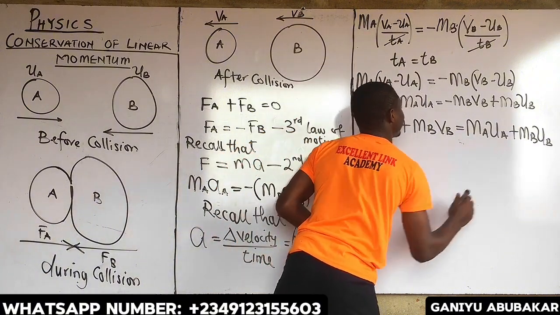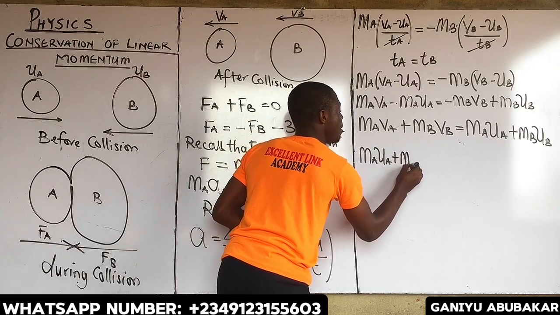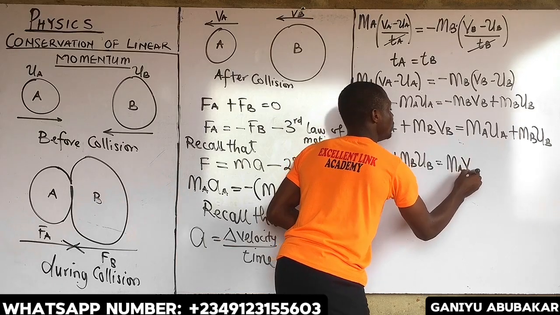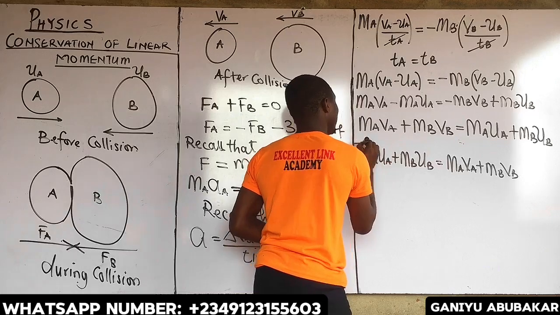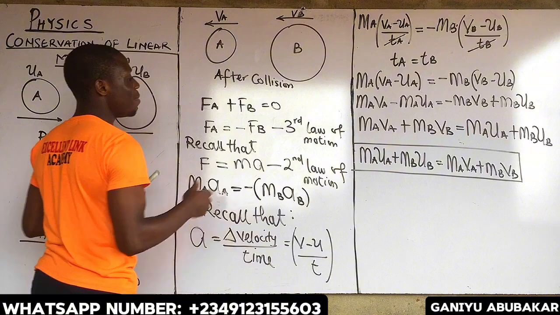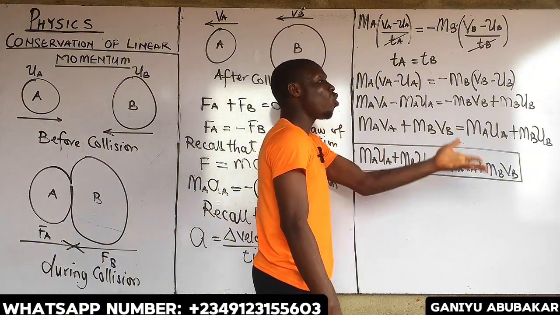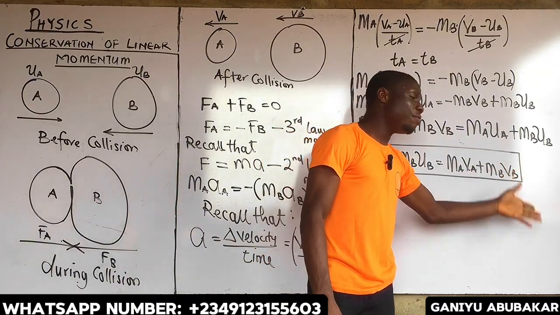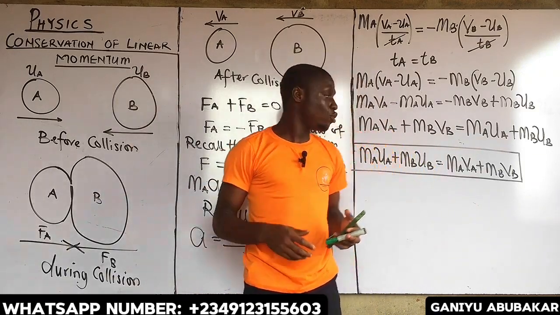So I'll take this one here first. I'll be having MAUA plus MBUB is equal to MAVA plus MBVB. This becomes the equation of conservation of linear momentum, that MAUA plus MBUB is equal to MAVA plus MBVB. As you can see, the equation of conservation of linear momentum.